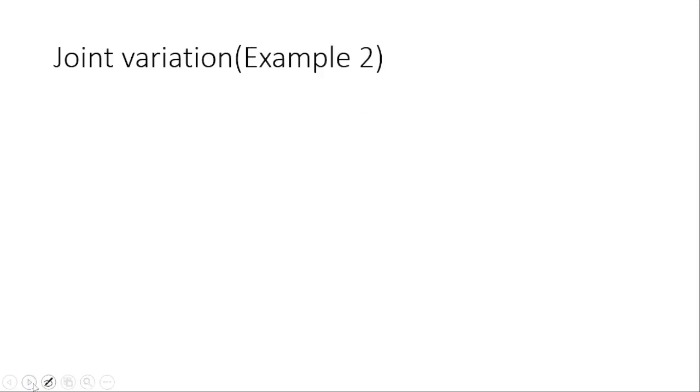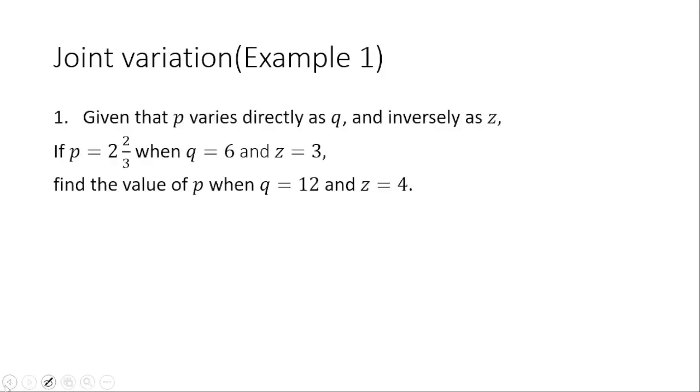We have two examples that we'll look at. We'll start with example 1. Given that p varies directly as q and inversely as z, if p is 2 2/3 when q is 6 and z is 3, find the value of p when q is 12 and z is 4.